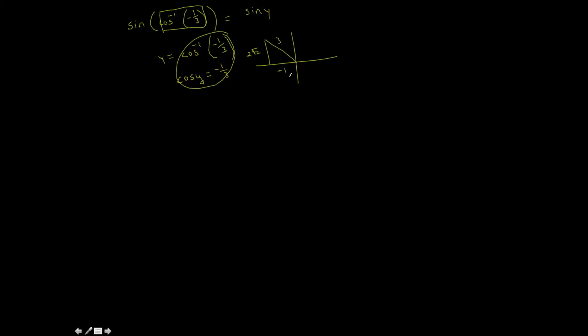So what is the sine of this angle? It's opposite over hypotenuse, which is 2 square roots of 2 over 3. So notice we used the inverse to get the reference triangle, and then used the reference triangle to get the sine of the angle.